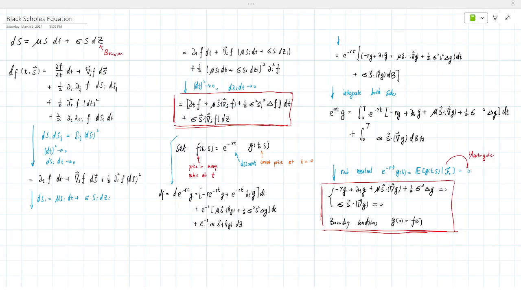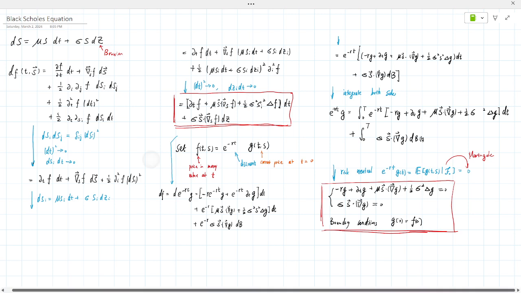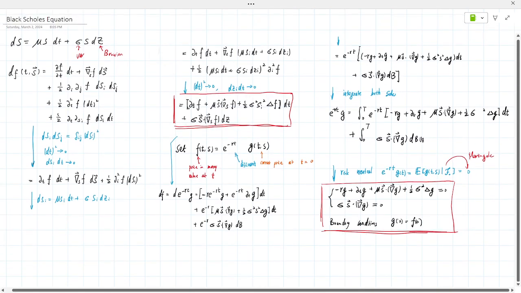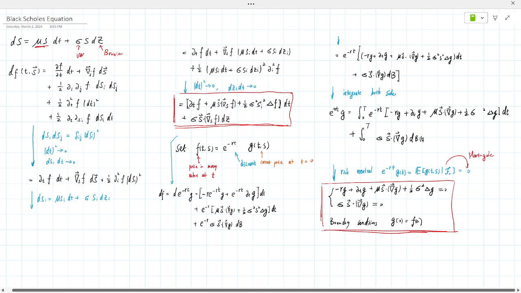Let me quickly go over the Black-Scholes equation and how to derive it. We start from the assumption dS = μS dt + σS dZ, where Z is a Brownian motion, which can be considered as a variation over time, and a drift. Sigma is the level of variation of the Brownian motion, and mu is a drift, going up and down with a certain driving force.